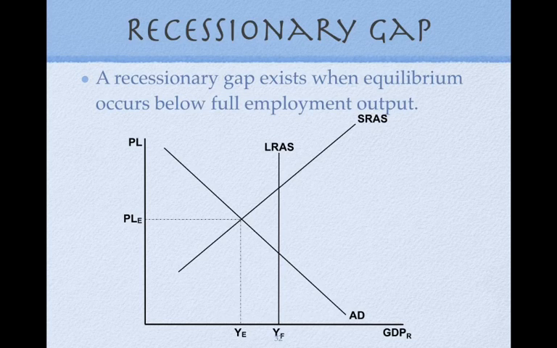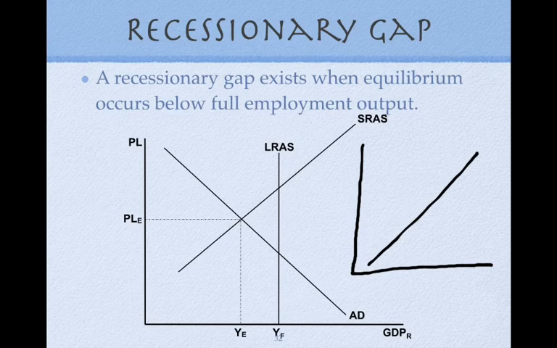Then we've got two different types of gaps: a recessionary gap and an inflationary gap. The first type is a recessionary gap, and this exists whenever equilibrium occurs below full employment output. The easiest way I have my students draw these, and I'll draw this on the side, is to go ahead and draw your X first: your upward sloping short run aggregate supply and your downward sloping aggregate demand. Then I always put my long run in afterwards.